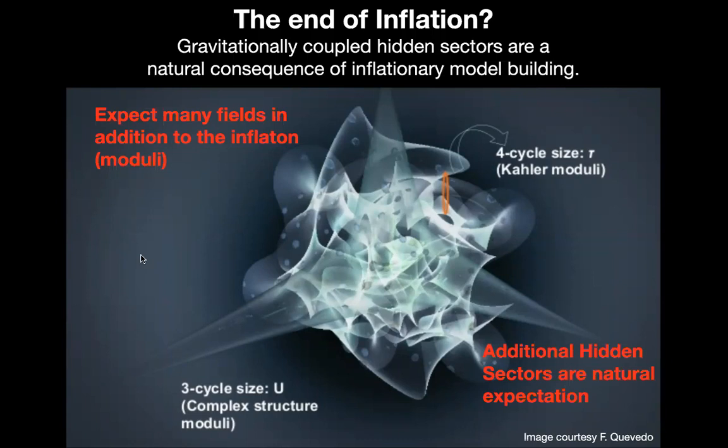You expect other fields besides the inflaton. Let's call those moduli. And you expect that there'll be many sectors, not just the standard model, that you would want to reheat to. So you isolate, let's say, the inflaton in some region, but you have the standard model in some other region, and then you have a bunch of other sectors. And the question is, why would the inflaton prefer the standard model over all these other hidden sectors? So that's one challenge that I think hasn't really been addressed.